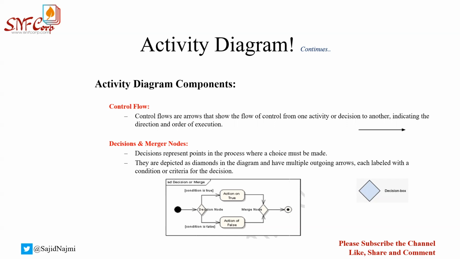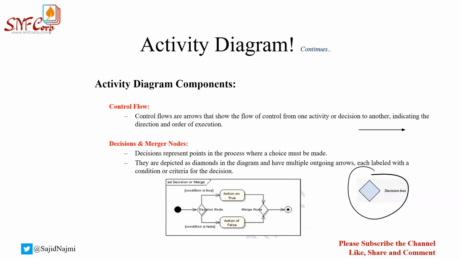Now we have some decision and merge nodes. A decision represents the point in a process where a choice must be made. As I have just been telling you, a decision is nothing but a point where you have to make one choice out of two, right? The decision and merge nodes are both represented through this diamond kind of box. Within the diamond, we write the decision. Let's say true or false, right?